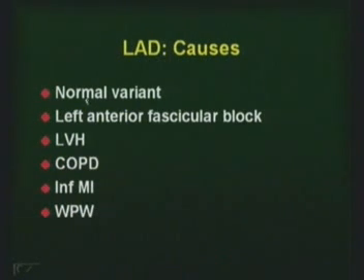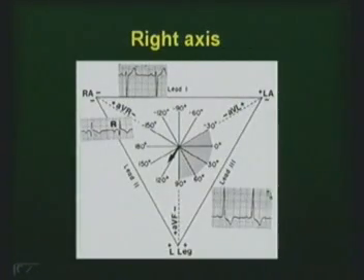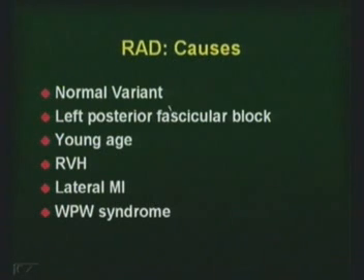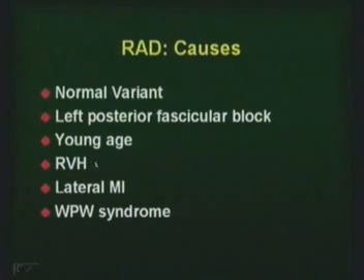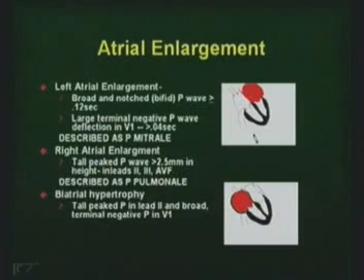The causes are, it can be a normal variant, left anterior fascicular block, left ventricular hypertrophy, inferior wall MI, some variety of WPW. Right axis, already described, lead 1 would be negative in this case, AVF would be normal. Again, normal variant, left posterior fascicular block. Okay. So right axis is left posterior, left axis was left anterior hemiblock. Right ventricular hypertrophy. In children, it can be normal. Right axis deviation is normal till a certain age. Lateral MI and some WPWs.